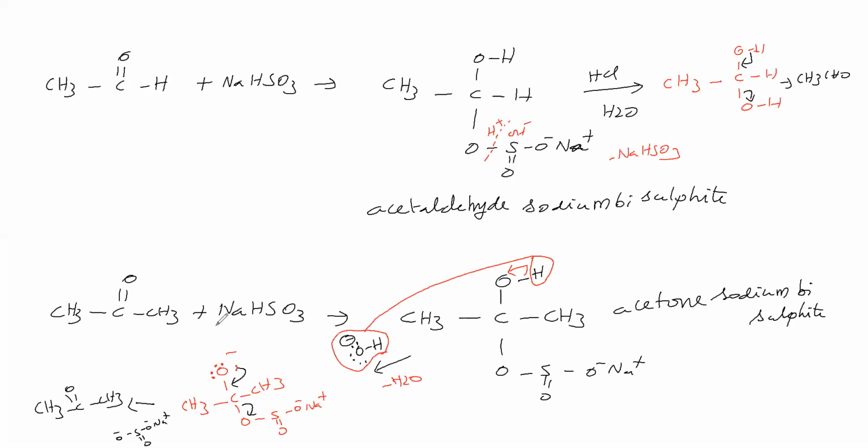What is the use of this? Suppose you want to separate carbonyl compounds from other compounds, then we can use this method. Carbonyl compounds react with sodium bisulfite to give this addition compound. This addition compound on hydrolysis in the presence of acid or base gives back carbonyl compounds. Then carbonyl compounds react with the Grignard reagent.